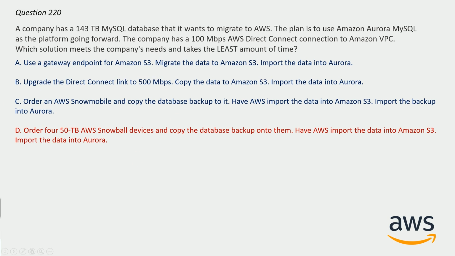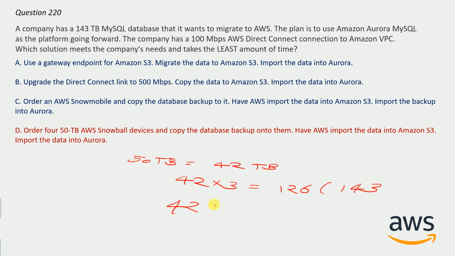This one is correct because 4 Snowballs will be required. A Snowball of 50 TB size has only 42 TB of usable space, and 42 times 3 equals just 126 TB, which is less than the required 143 TB. And 42 times 4 equals 168 TB. So the requirement of 143 TB will be satisfied by ordering 4 Snowball devices.